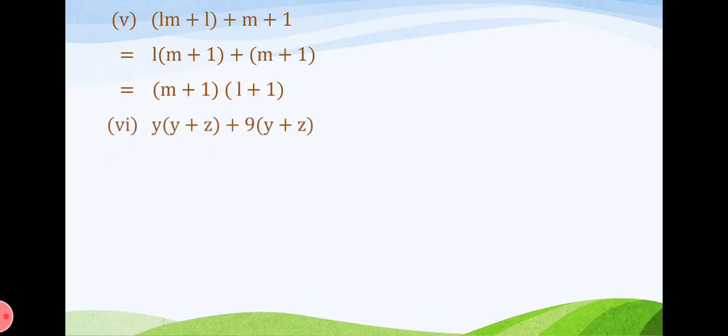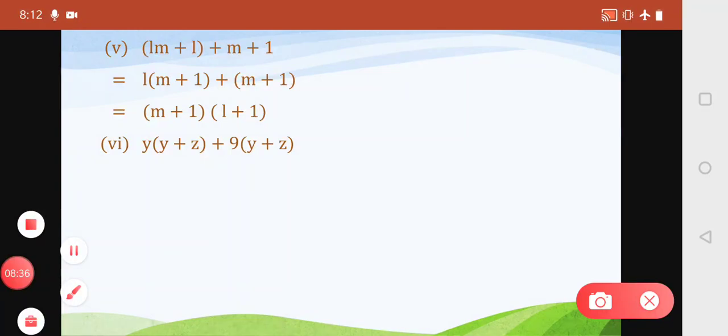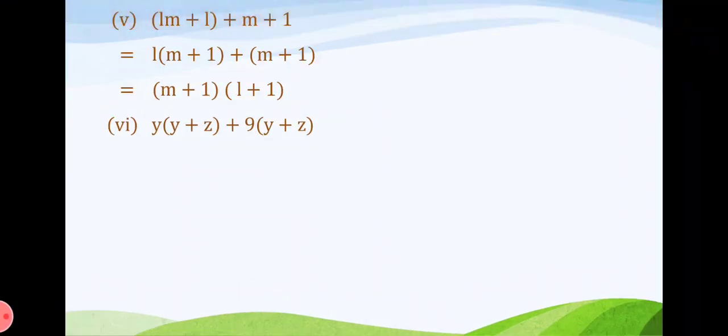Question number 6. Y into y plus z plus 9 into y plus z. Very easy question. It is seen directly that from both the terms we can take out y plus z common, and the remaining we will write in another bracket. You can see here that both the terms have this y plus z the same. So we will take this common, and the remaining y plus 9 in another bracket we will write. That is equal to y plus z into y plus 9.